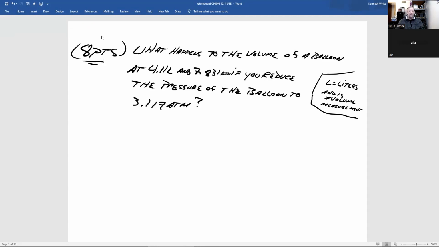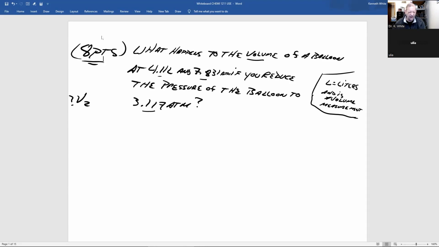Well, what do you do? You find out what you are being asked to find. Now, notice you have an initial pressure and initial volume, and then you're going to change the pressure to this. So what you're trying to find out is the volume after you do something. That's the final volume, V2. We're trying to find V2.